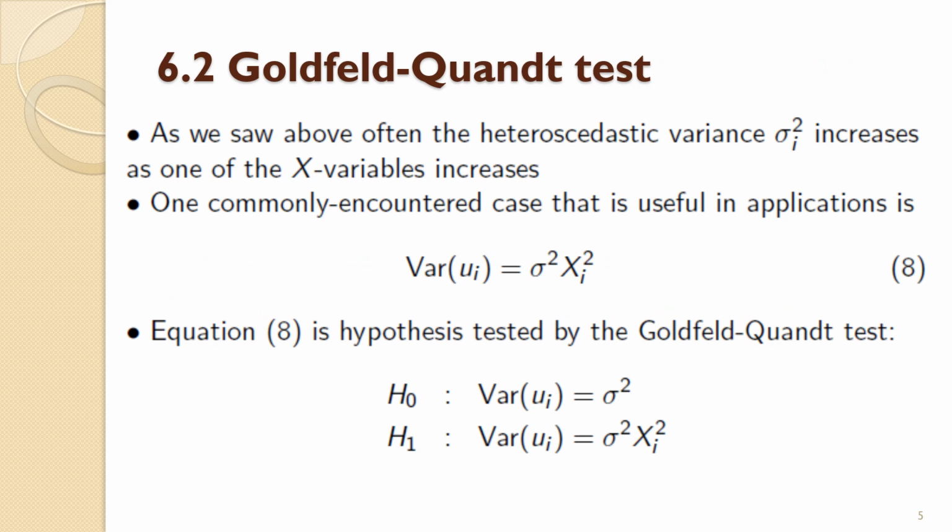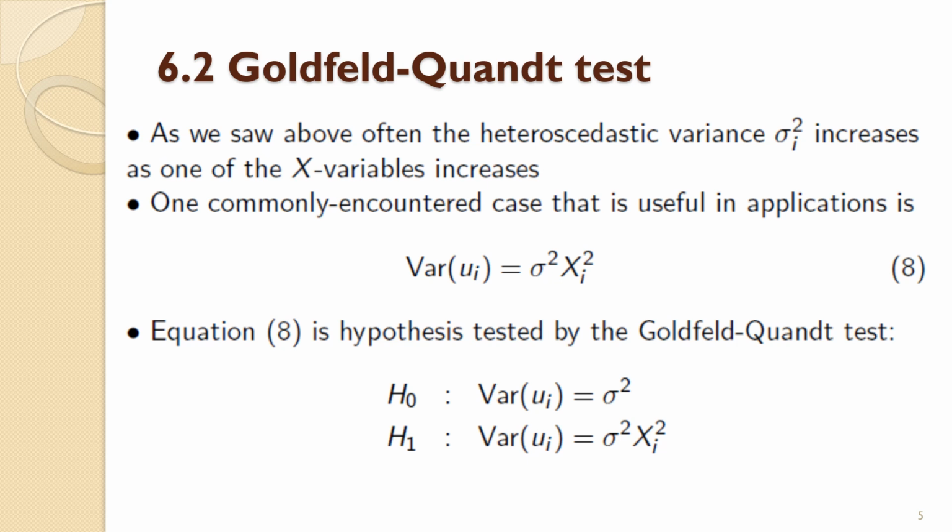So the Goldfeld-Quandt test is designed to test this specific case of heteroscedasticity. The idea is that the variance might increase as one of the x variables increases. This is an example of this in equation 8. Now, equation 8, I would suggest you don't treat this literally as it appears on the slide.